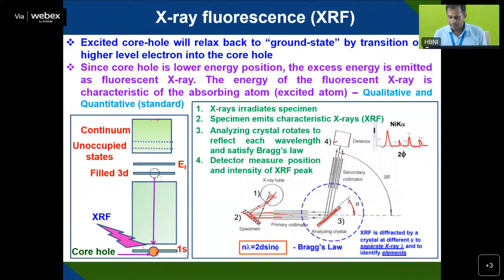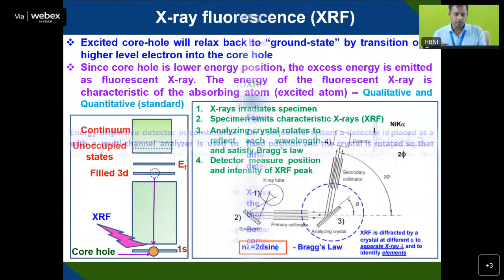So XRF is diffracted by a crystal at different angles to separate the X-rays of different wavelength. Depending upon the element, the wavelength will be different. Since X-ray fluorescence is characteristic of a particular element, you are able to identify that particular element.